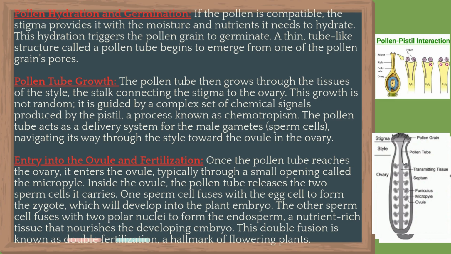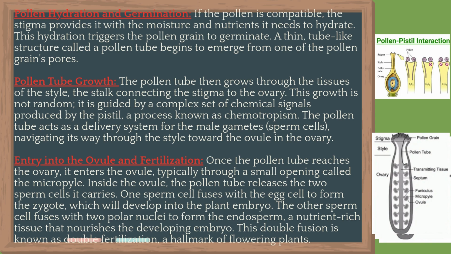Now the next step is the pollen tube growth. The growth of pollen tubes will take place in this step. The pollen tube then grows through the tissue of the style, the stalk connecting the stigma to the ovary. This growth is not random.